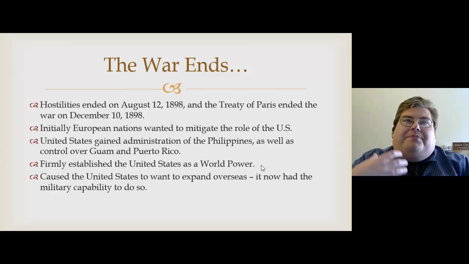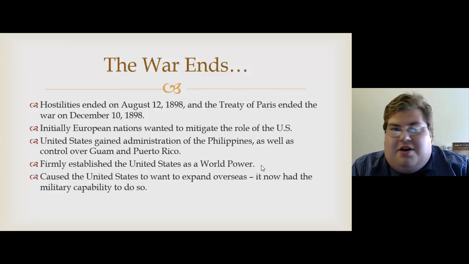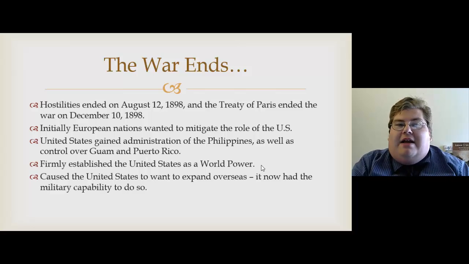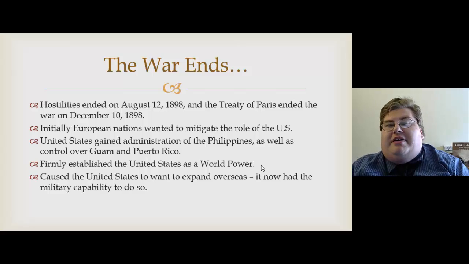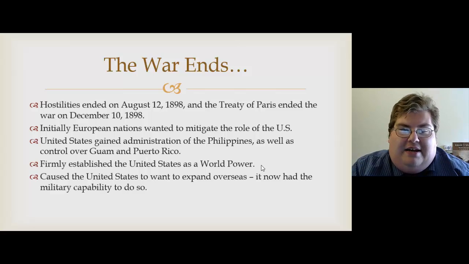We've got that special relationship now with Britain. Britain goes to bat for us and says, no, the United States soundly defeated Spain. They have every right to all of those possessions. And so the United States gets dominion over the Philippines. We're now going to administer Cuba, and Guam and Puerto Rico are annexed.